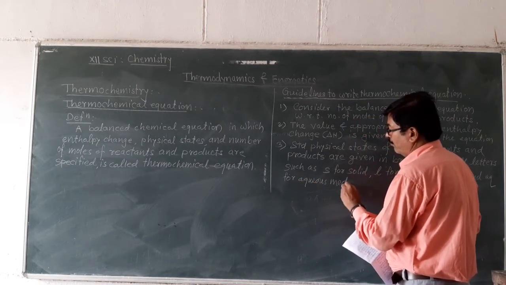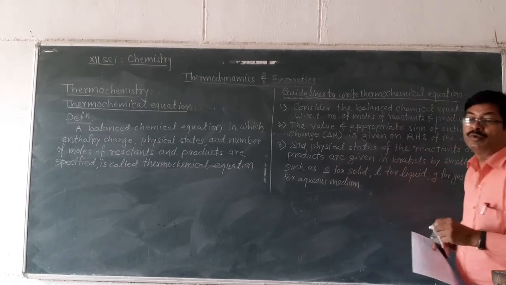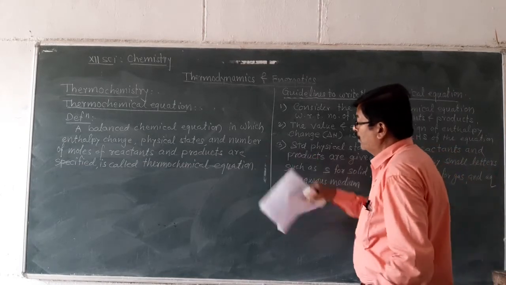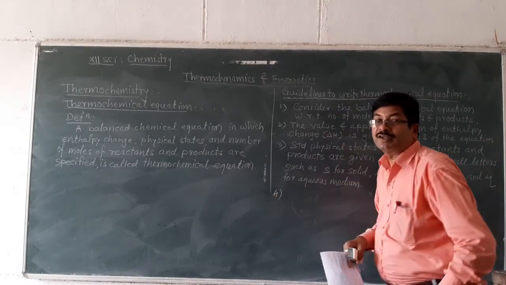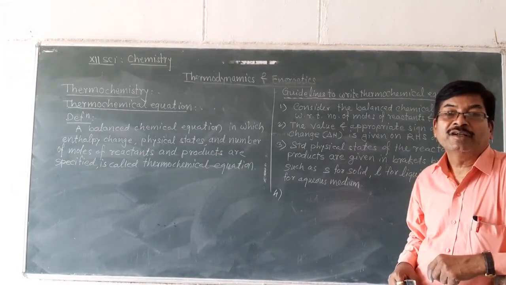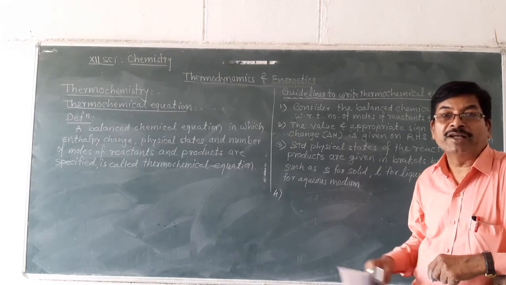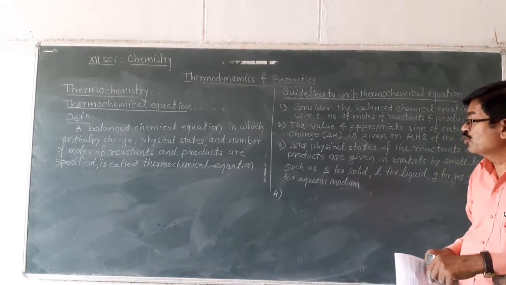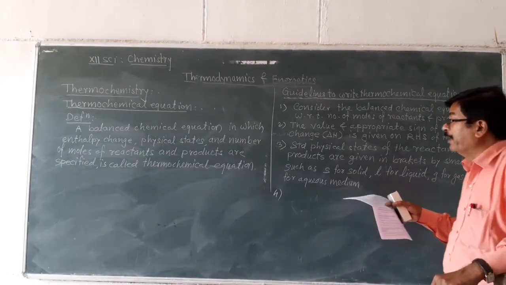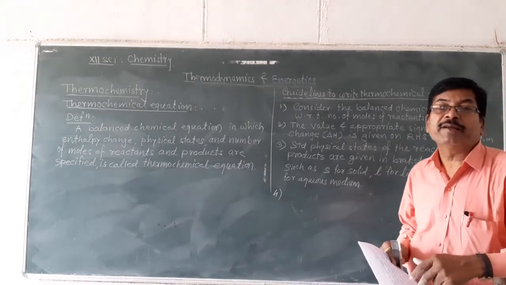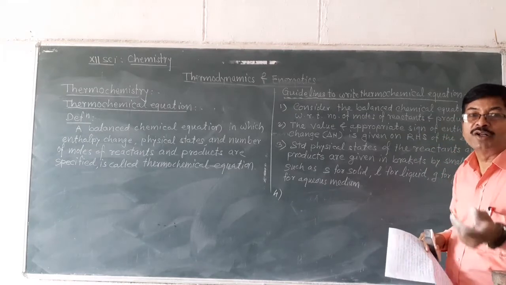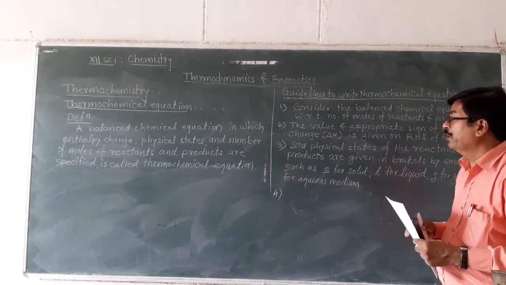This is third rule. That means you must mention standard physical states of reactants and products in brackets before them by small letters. Small s for solid, small l for liquid, small g for gas, aq for aqueous medium. Here, aqueous medium is not to be balanced because water is present in excess. It is not to be balanced.